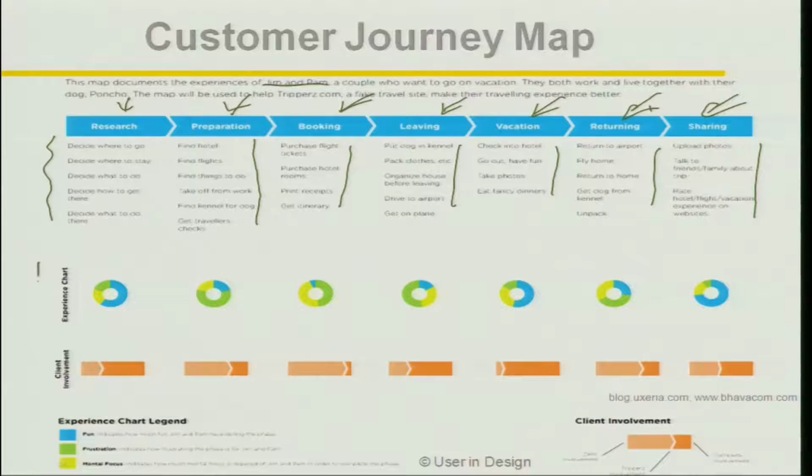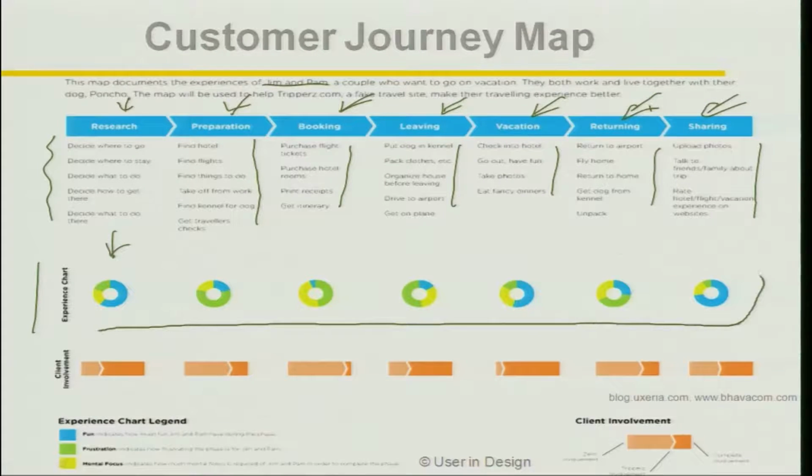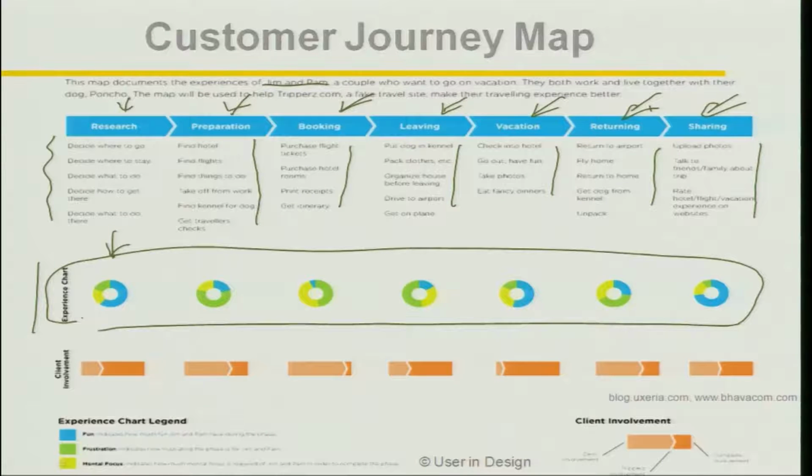Okay. Now next, what is done? This is another, this is one way to do it, of course. There's an experience chart. The blues are telling you the fun that they had, greens are telling you the frustrations that they went through, and the yellow is telling you the mental focus, the mental load that they went through. So each of these phases, through this plotting, you can see which ones had the most blues, which ones had the most greens, the frustrations, and which ones had the most yellows.